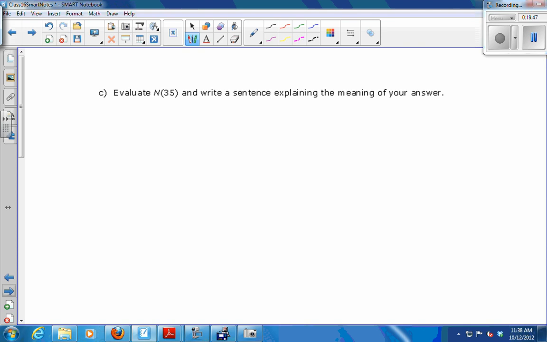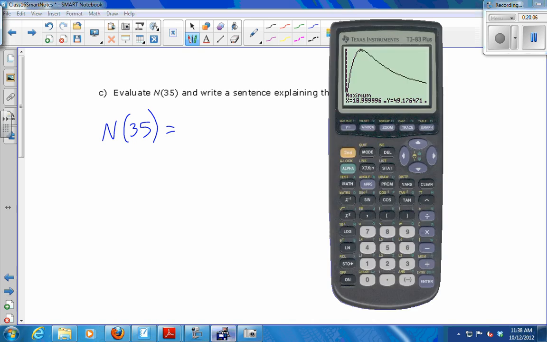All right, so I want to evaluate n of 35. N of 35, so that means apply the rule n to the number 35, remember? So into my formula, I'm going to replace the S's with 35s and calculate this. So I can get my calculator to do it quickly. If you go to the table, you can type in for X, type in 35, and it'll give you Y, 41.239.